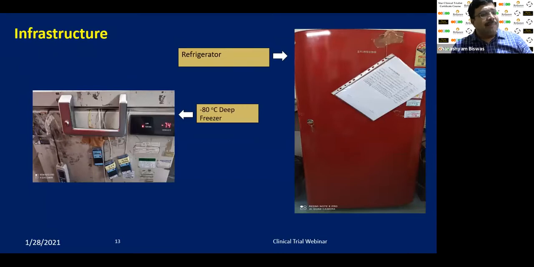On the left hand side, there is a -80-degree deep freezer, which we keep for the PK samples, because lots of biosimilar drugs are now there. The PK samples are so important. On the right hand side, you can see a refrigerator where we store most of the other drugs, at 2 to 8 degrees. For everything you need a log to be maintained, and every day my staff enters it, maintains it and signs it. Next.